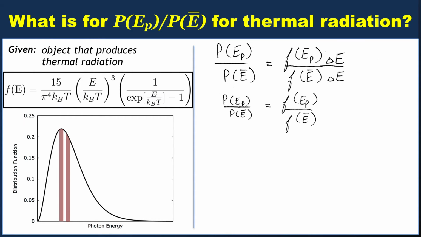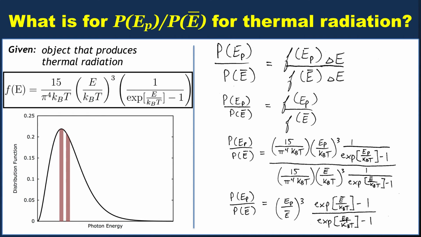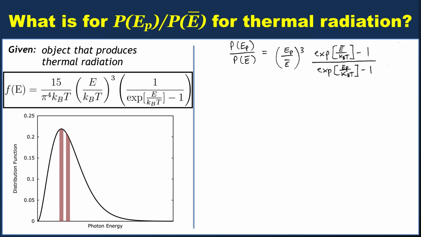So now we can enter in the specific form of the distribution function, making sure to evaluate the one in the numerator at E_P and the one in the denominator at E bar. We do that, and we can see that we're going to cancel out some constants, so ultimately this ratio gives us E_P over E bar, quantity cubed, times some exponentials. You have to be careful to make sure that you track your bars and subscripts correctly. Having the nested fractions with exponentials can be a little involved, but we did it right. So we'll save this, and now we can evaluate this.